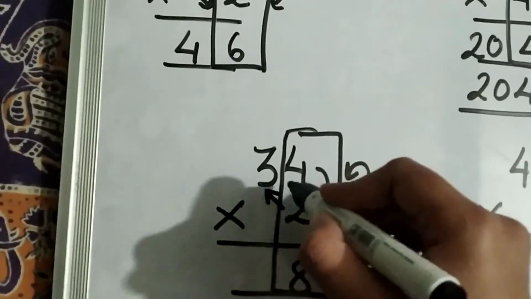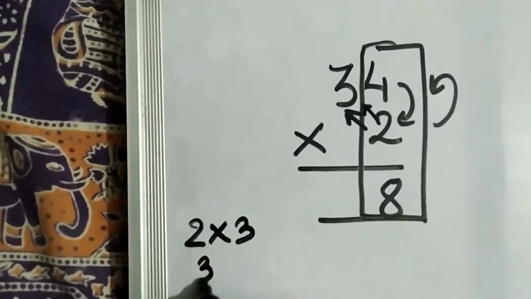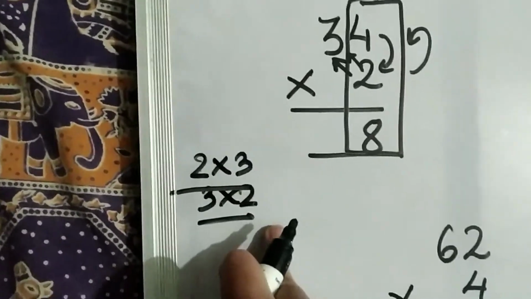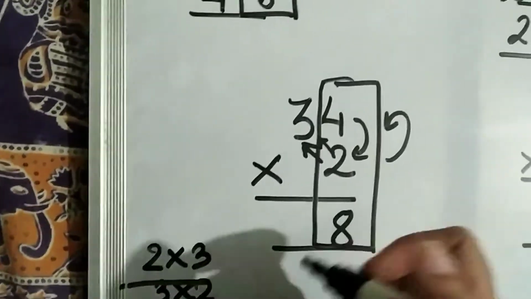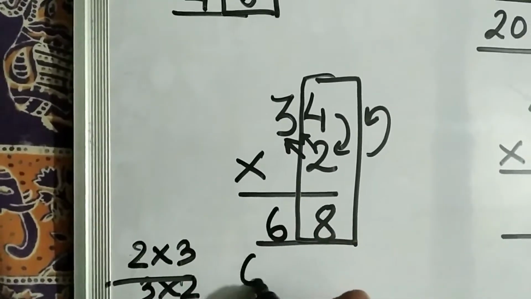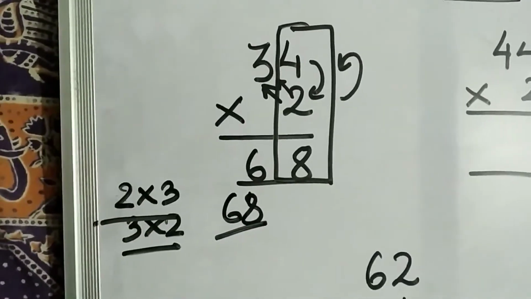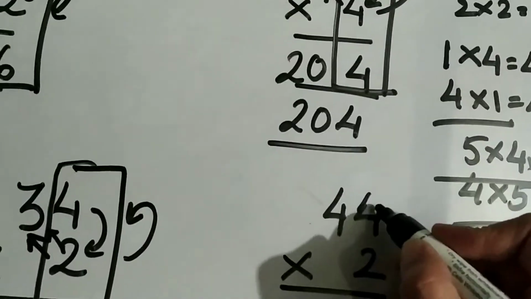3 into 2 and 2 into 3. Both will be accepted because the outcome will be the same. What is 2 threes and what is 3 twos? It is 6. So your answer will be 68. So here the answer will be 68 only. Okay, one more question, children.